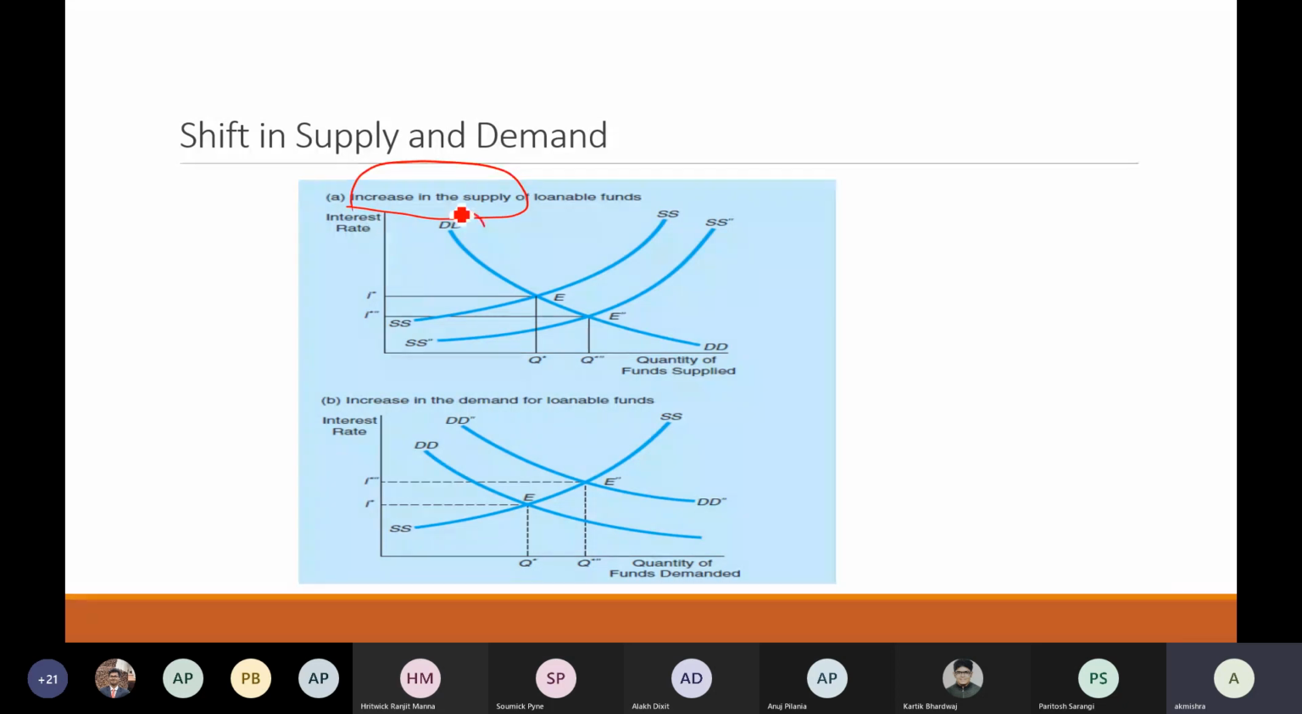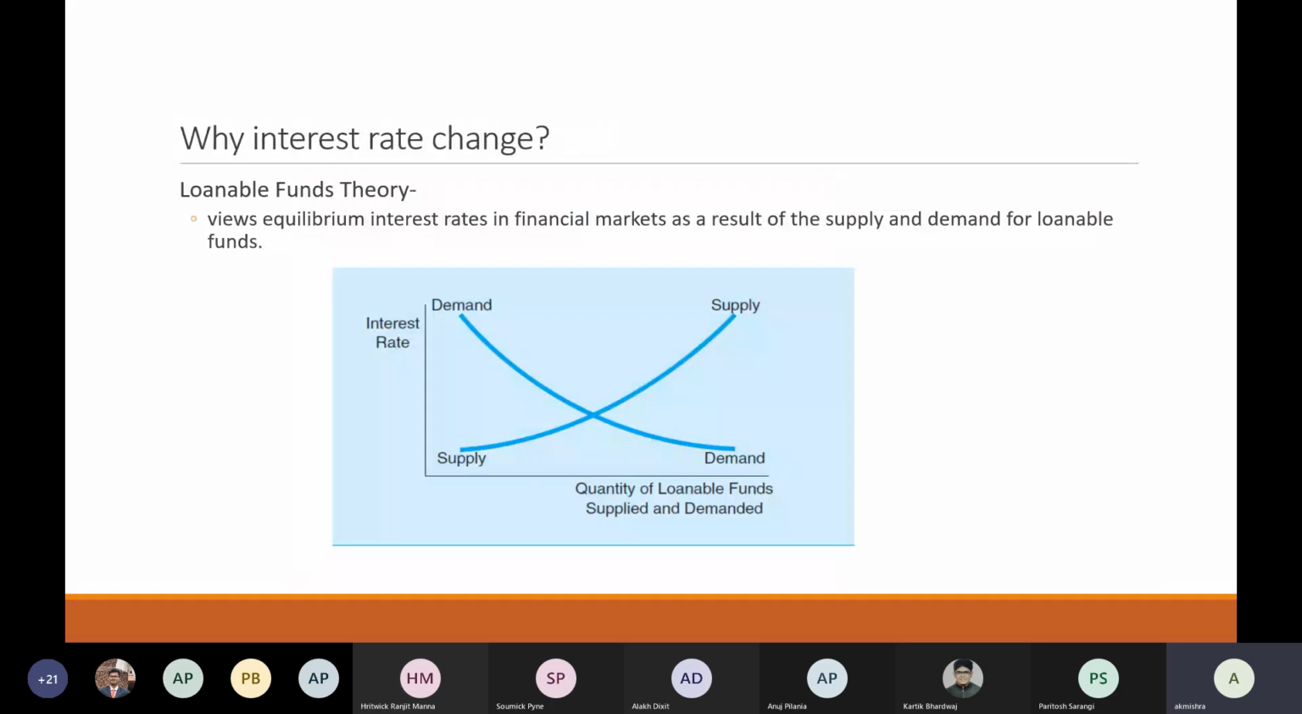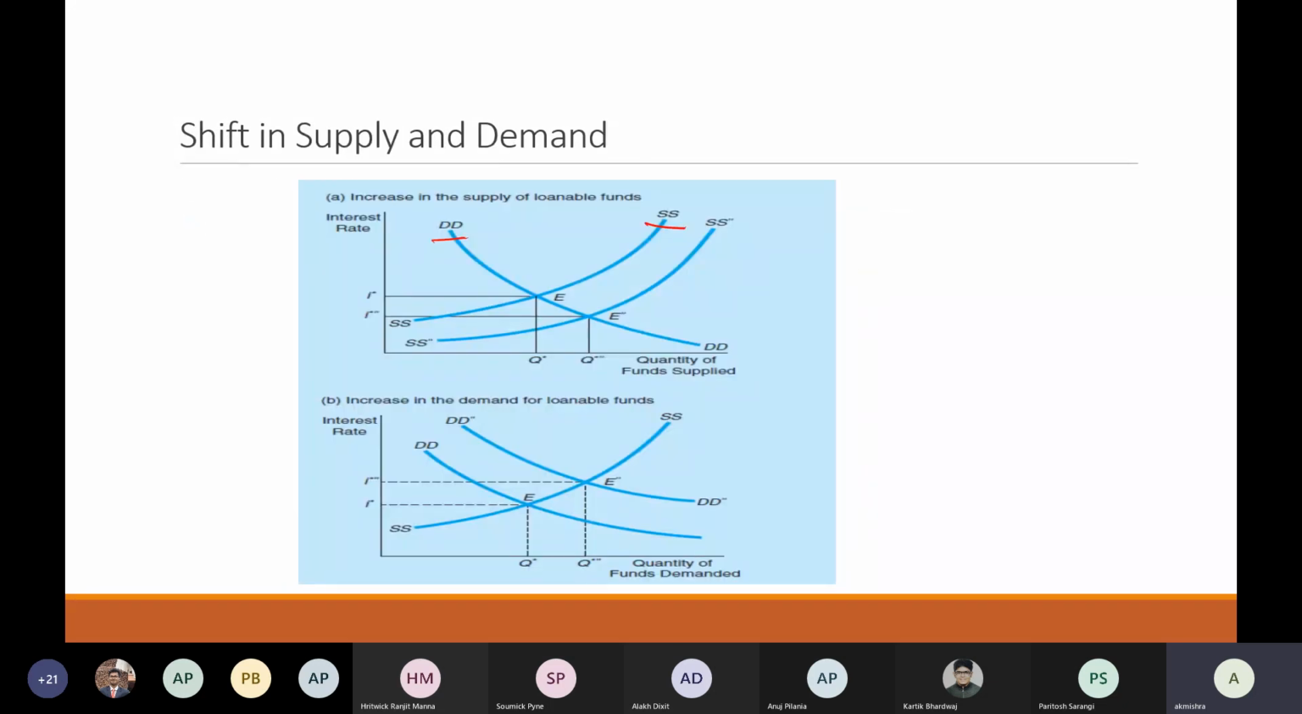This is our previous schedule. Remember, this is DD and SS was the initial scenario. Scenario made in the sense that this is the initial diagram. You can assume that this is the initial diagram, but what happens?